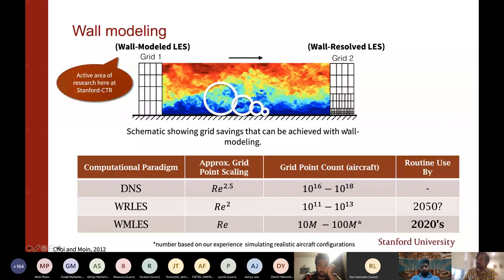And wall-modeled LES is an alternate approach, where you don't resolve the small scales at the wall anymore, and you add additional modeling for the physics you're missing by not resolving them. The cost reduction is like Reynolds number to the power one, and the grid points are 10 million to 100 million. And the routine use is like in the 2020s. This is an active area of research here in our group at Stanford.